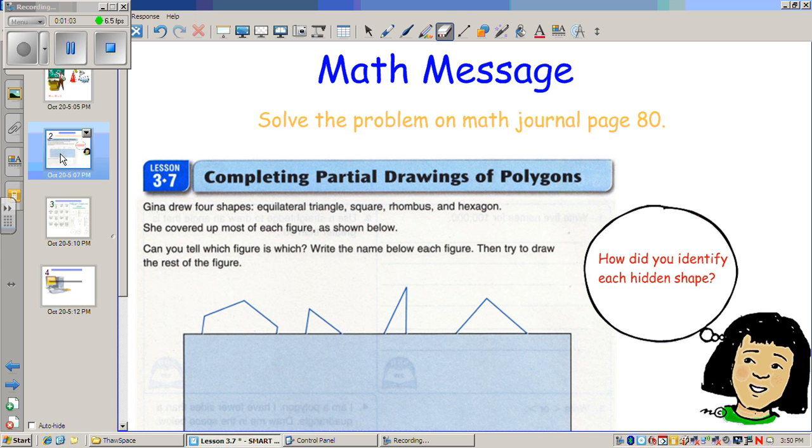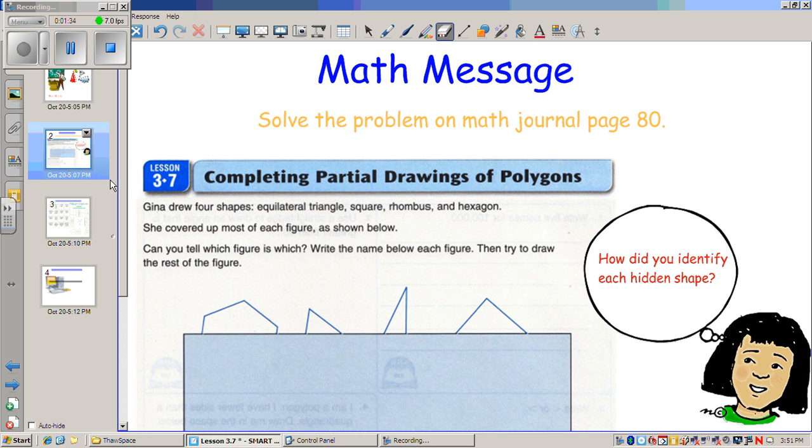Math Journal page 80 is actually going to be at school, so you're not going to have this, but I want to go through a little bit of this with you, and then I'm going to have you do a little artwork on your own. It says Gina drew 4 shapes: equilateral triangle, square, rhombus, and hexagon. She covered up most of each figure as shown below. Can you tell which figure is which? Write the name below each figure, then try to draw the rest of the figure.